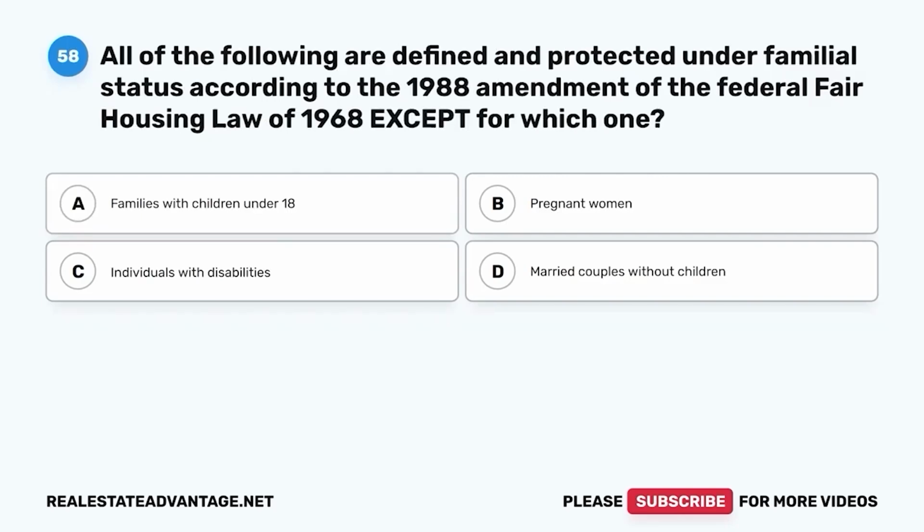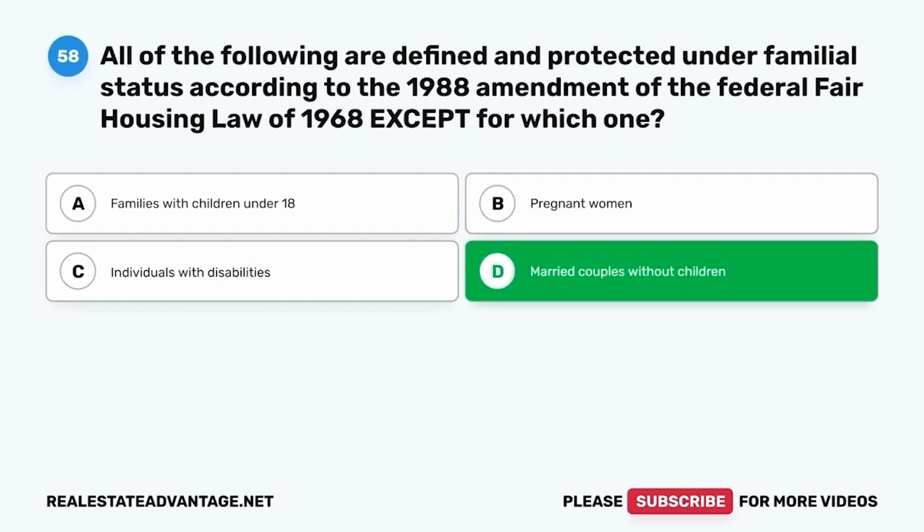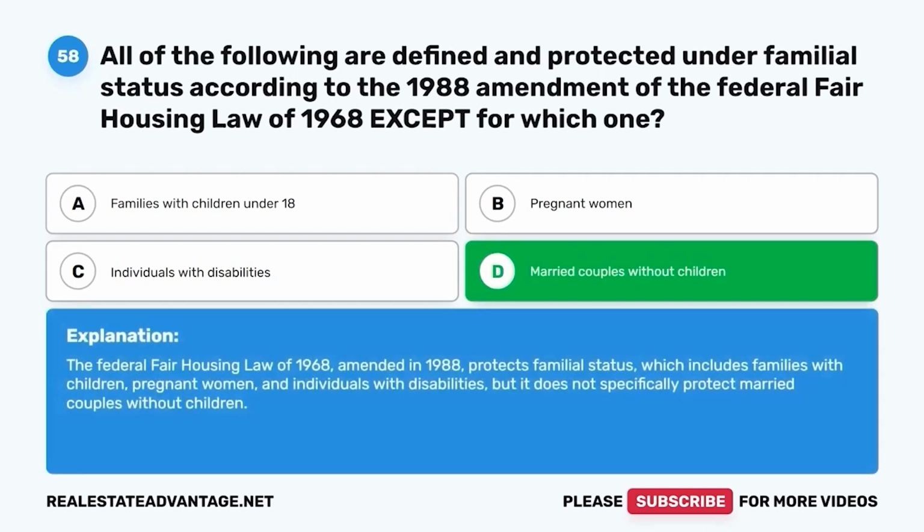Question 58. All of the following are defined and protected under familial status according to the 1988 Amendment of the Federal Fair Housing Law of 1968, except for which one? A. Families with children under 18. B. Pregnant women. C. Individuals with disabilities. D. Married couples without children. The correct answer is D. Married couples without children. The Federal Fair Housing Law of 1968, amended in 1988, protects familial status, which includes families with children, pregnant women, and individuals with disabilities, but it does not specifically protect married couples without children.